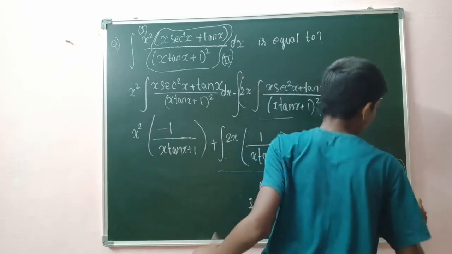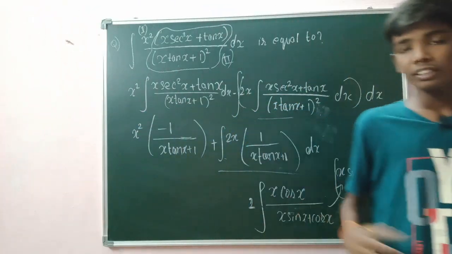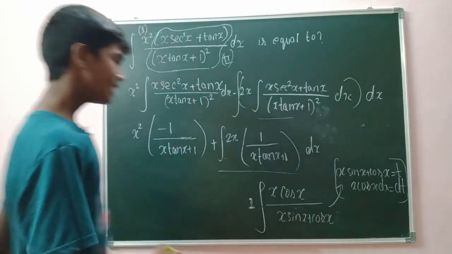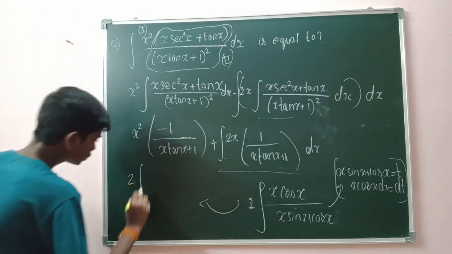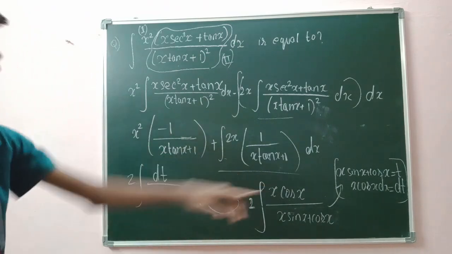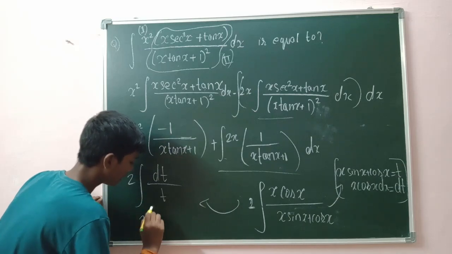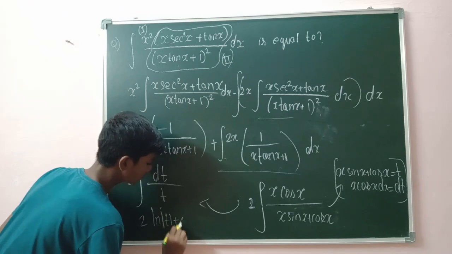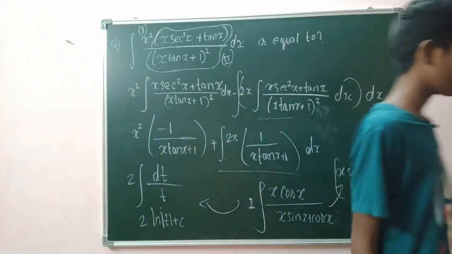So of course this is a substitution I need to use here. When I take x sin x plus cos x as t, then your dt will be the differentiation of this particular expression, that is x cos x dx. And now the same integral, using the substitution, I can write as 2 times the integral of x cos x dx, which is dt, divided by x sin x plus cos x, which is t. So integral of dt by t, so 2 times ln of t plus some constant.